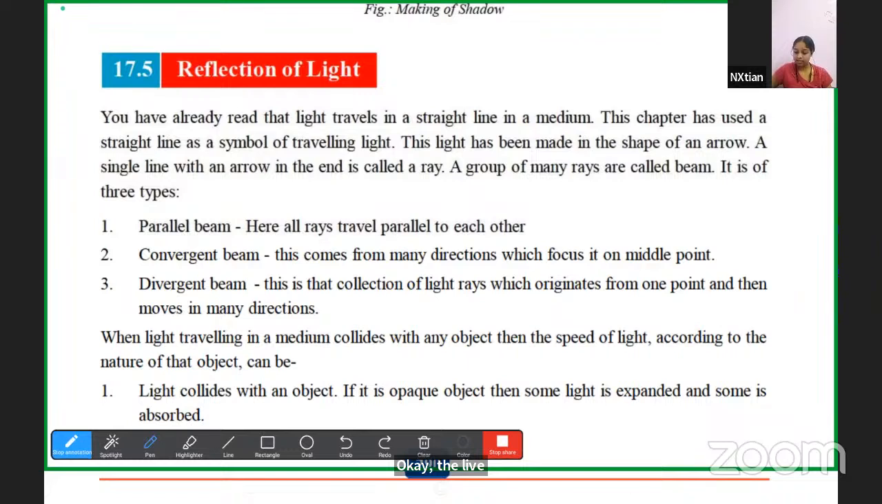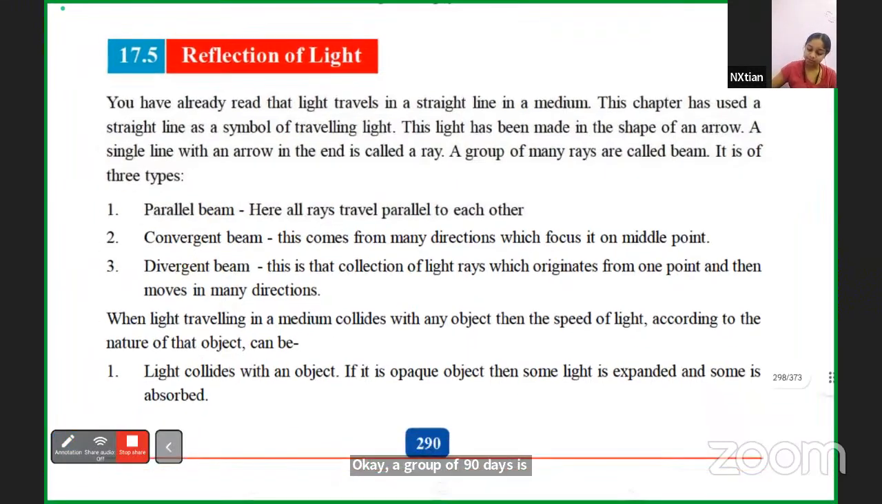When we are drawing lights, we draw it using a straight line symbol with an arrow. This way we denote the light in diagrams. So, a straight line with an arrow at the end is called a ray. A group of many rays is called a beam.